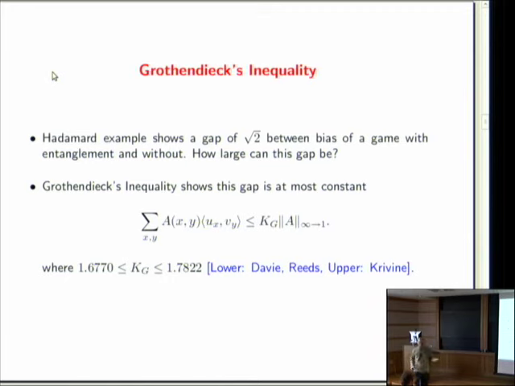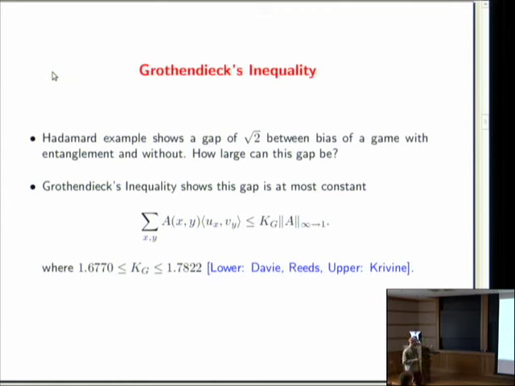Okay, so we've seen that you can do better by this factor of root 2 if you share entanglement. So you might ask, how much better can you do in general? How large can this gap between the bias with and without entanglement be? And actually, root 2 is pretty close to the maximum. And this is where Grothendieck's inequality enters in.